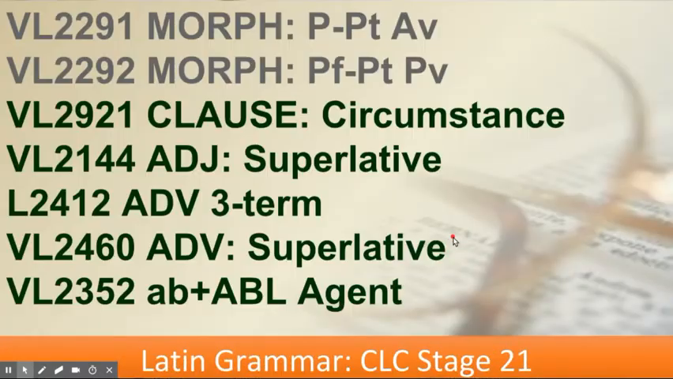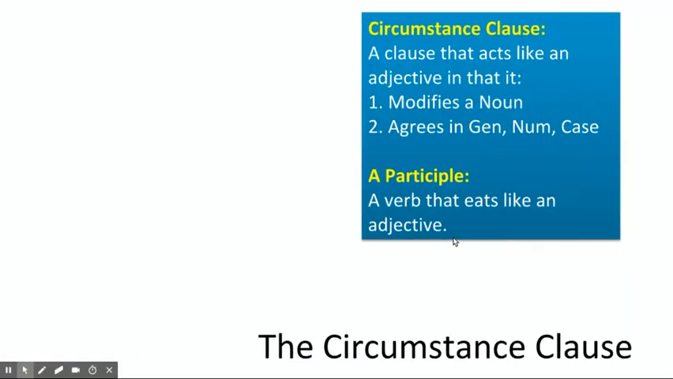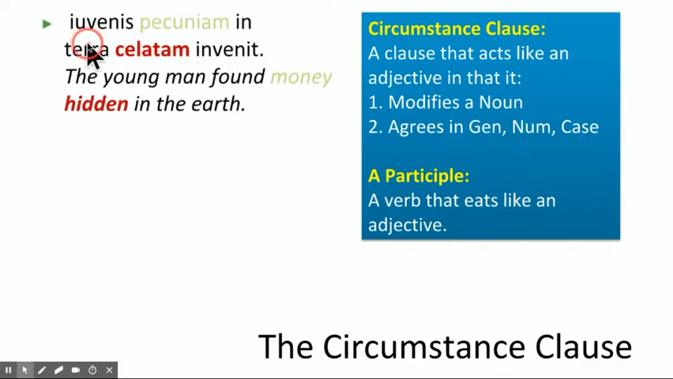All right, so what does this signify? Let's talk a little bit more about the circumstance clause. Remember, every time you have a verb, you have a clause. A circumstance clause is a clause where the entire thing acts like an adjective. It modifies a noun. It agrees in gender, number, case. A clause, it's a verb, it's a participle. You have to have the participle with it. So the young man, we have a participle right here, celatam, accusative feminine singular, agreeing with pecuniam, having been hidden, or hidden, you could also say on the ground.